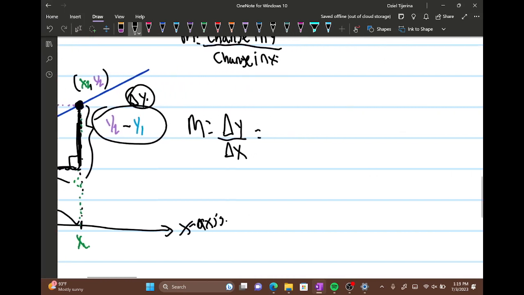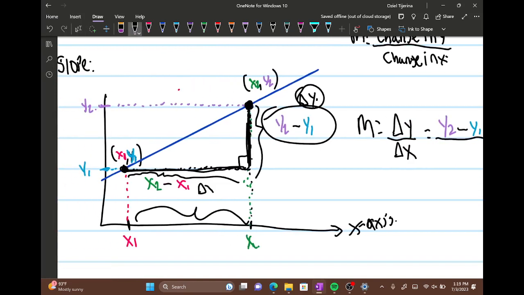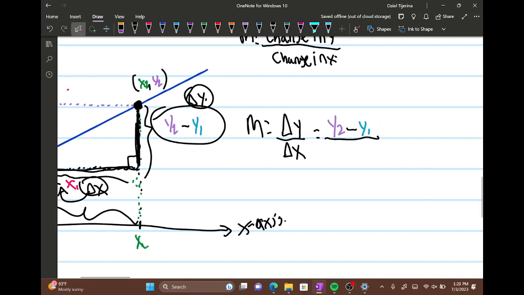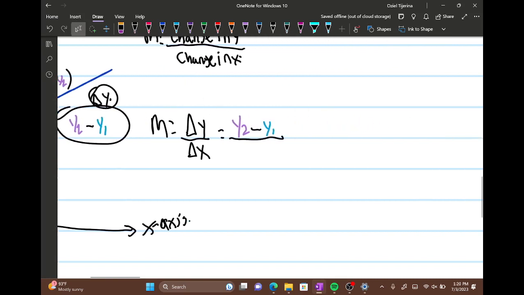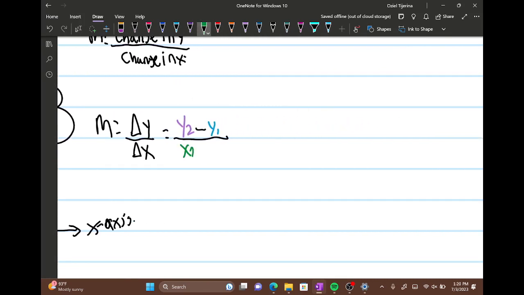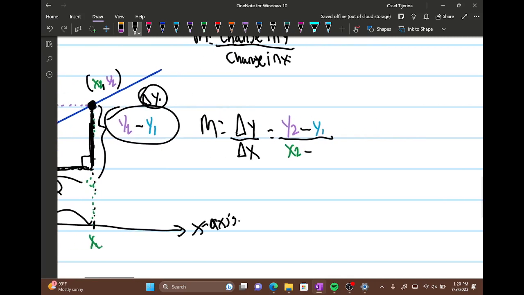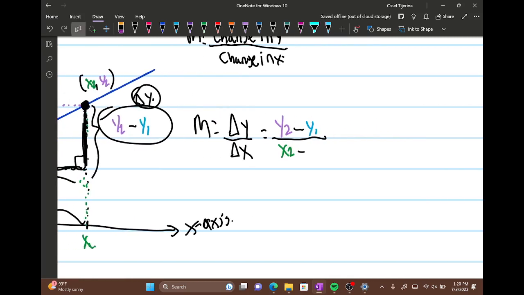So in other words, this is going to be equal to y2 minus y1, and then over, and now my change in x is this. This is my change in x, right? Right here. So we're going to do over x2 minus x1, right? So that is the definition of slope, guys. And I'm going to go over some examples in a little bit.